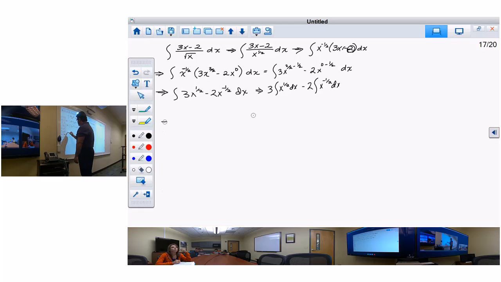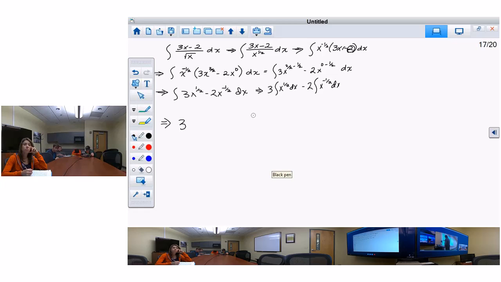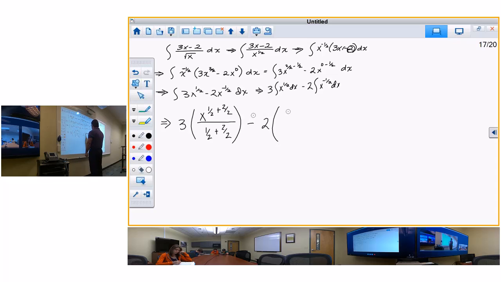All right, so now I'm going to take that. I'm going to go down here and I'm going to say 3 antiderivative of, well, I'm going to go ahead and take the antiderivative, but I'm going to combine 2 steps. I'm going to say x to the 1/2 plus 2/2 over 1/2 plus 2/2 minus 2 x to the negative 1/2 plus 2/2 over negative 1/2 plus 2/2.